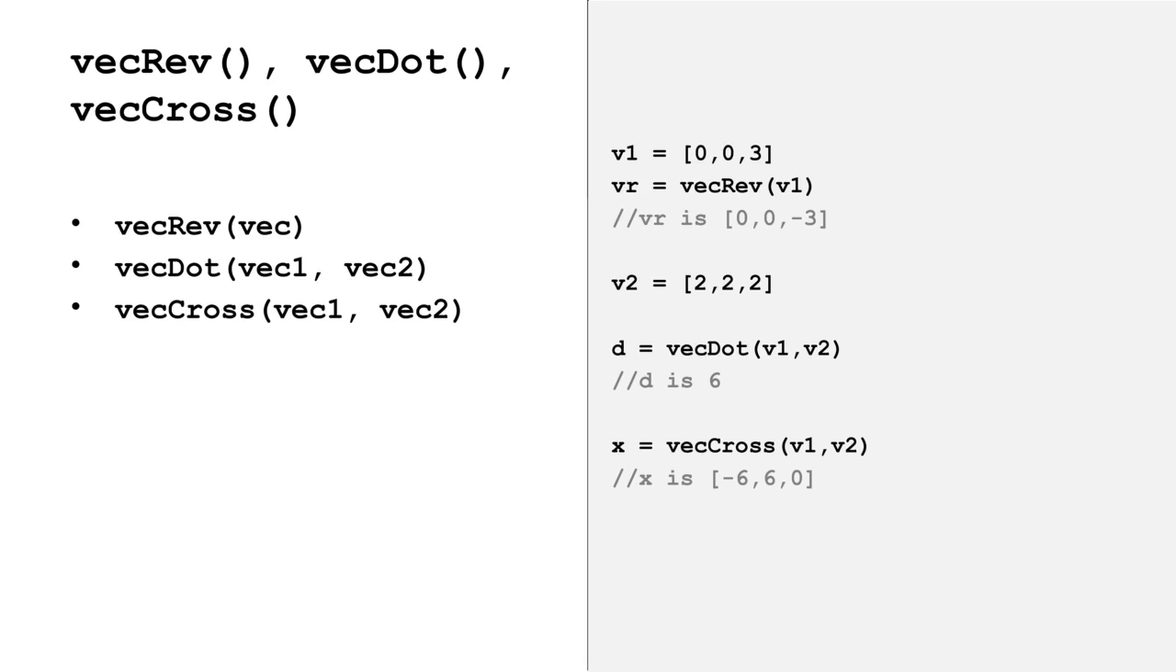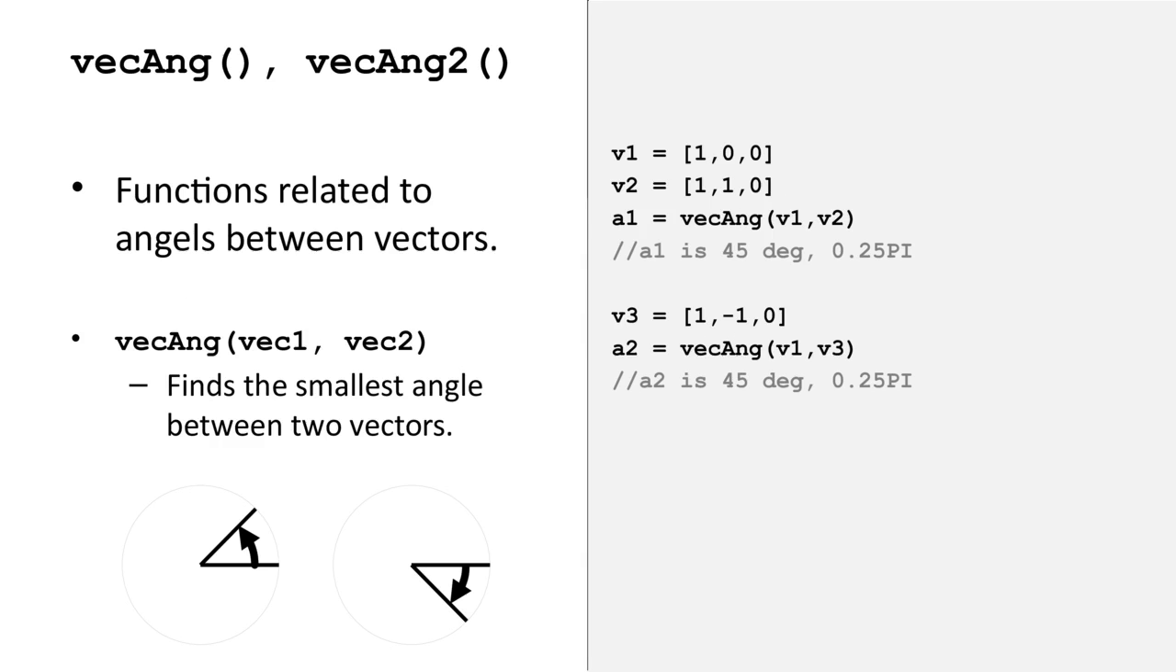For multiplying two vectors, you can use the dot and cross product functions. The dot product function returns a number. The cross product function returns a vector. For calculating the angle between two vectors, there are two functions. First, let's have a look at the vec_angle function.